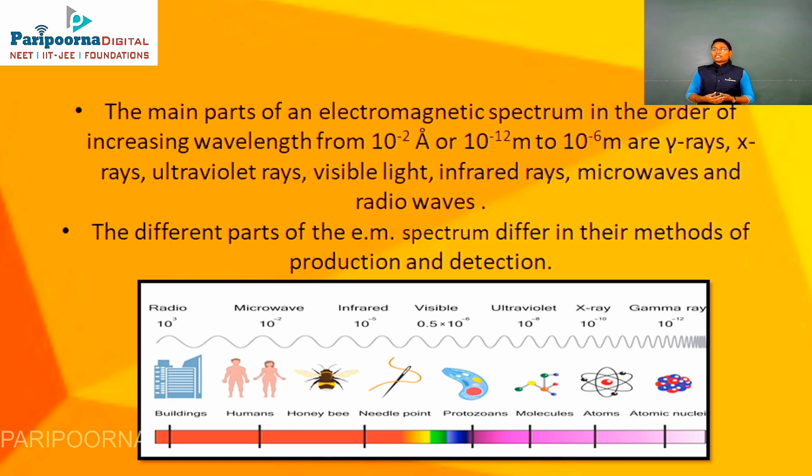Can you see it in the image? The wavelength of each light or ray is increasing. The different parts of the EM spectrum differ in their methods of production and detection. So each ray's detection and production are different from each other. So this is about the electromagnetic spectrum.